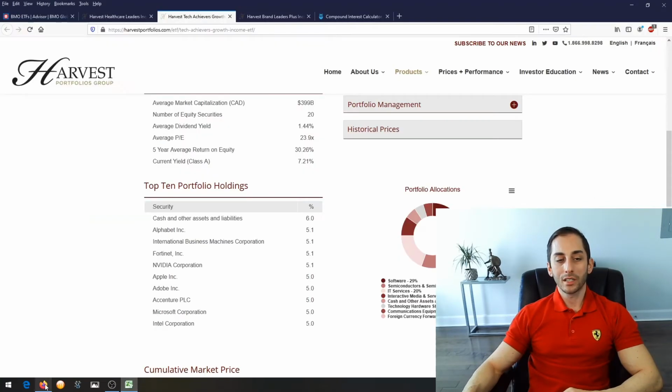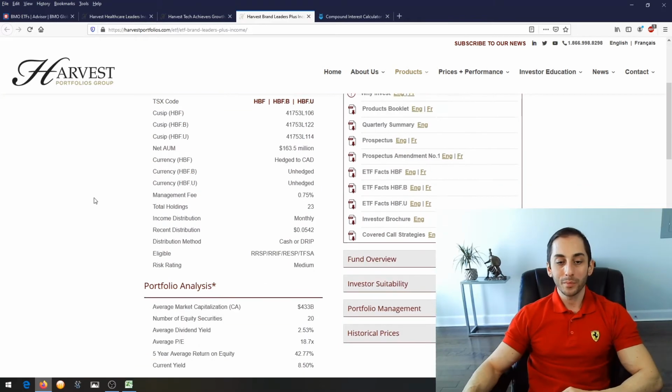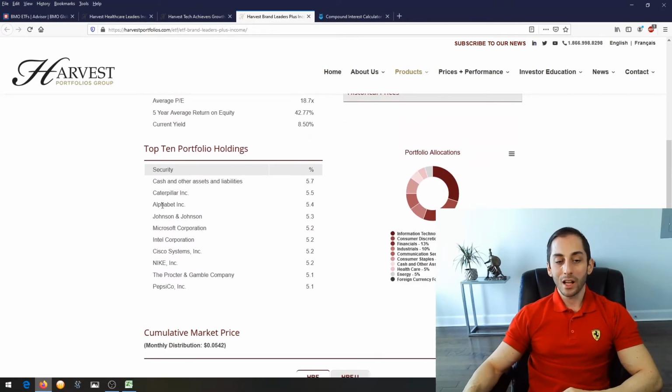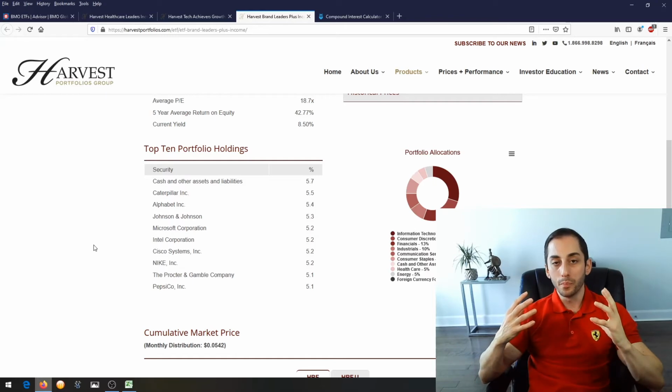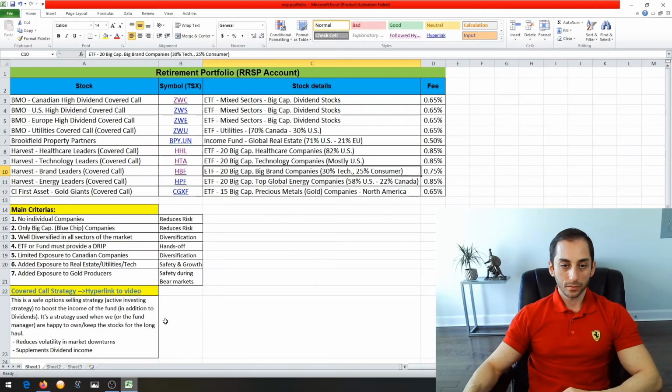So let's take a look at some of the companies in the fund. I promise you'll recognize pretty much all of them because of the brand power they have. So you have Alphabet, once again, which is Google, Johnson & Johnson, Microsoft, Nike, Pepsi, Procter & Gamble. So these are really the big and powerful brand companies in the US.